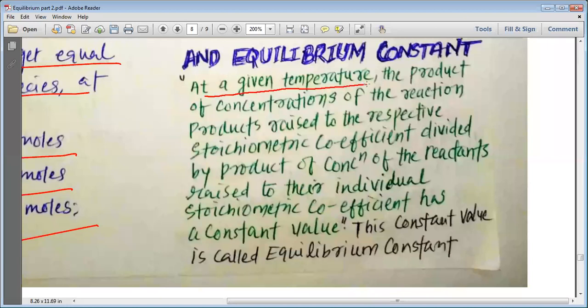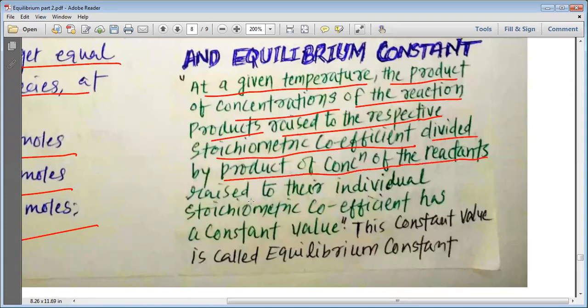At a given temperature, the product of concentrations of reaction products at equilibrium, raised to the respective stoichiometric coefficients, divided by the product of concentrations of reactants raised to their individual stoichiometric coefficients. So what are they trying to tell us? Let me explain it to you.